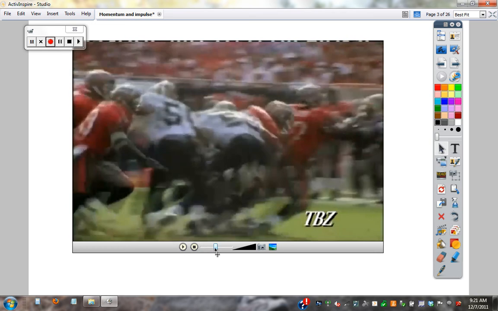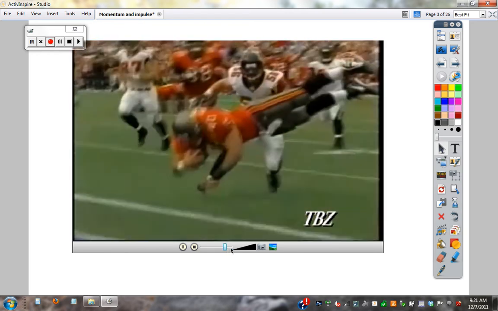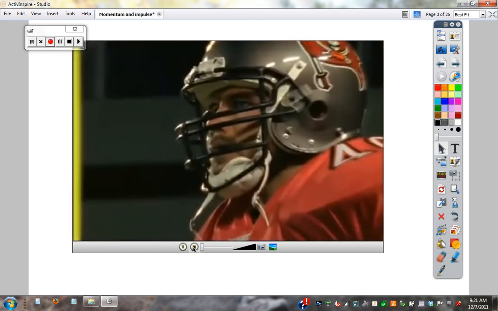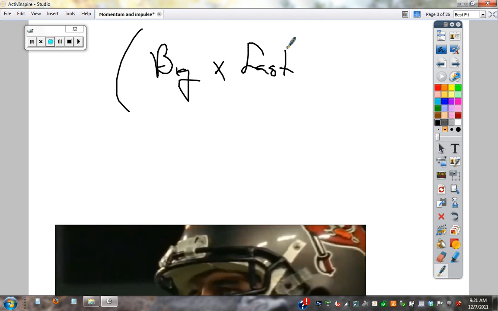Okay, this guy, Mike Alstott, was a running back in the 90s for the Tampa Bay Buccaneers. He's pretty awesome to watch because, well, come on to the very end. Can I get there? Nope. Okay. Unlike most running backs, he's really big. But unlike most big guys, he's really fast. And this is what momentum is. It's a combination of how big are you and how fast are you going.